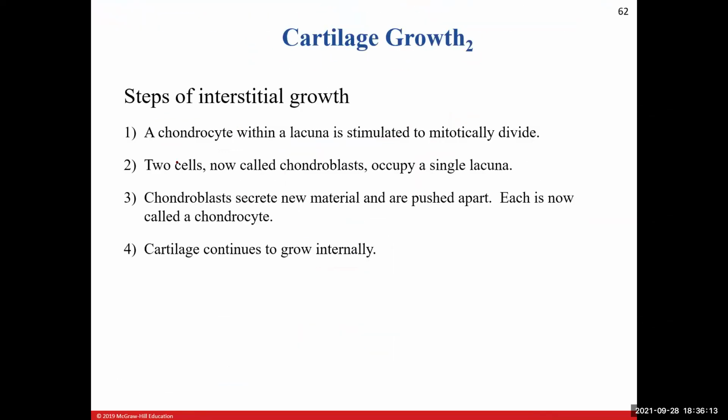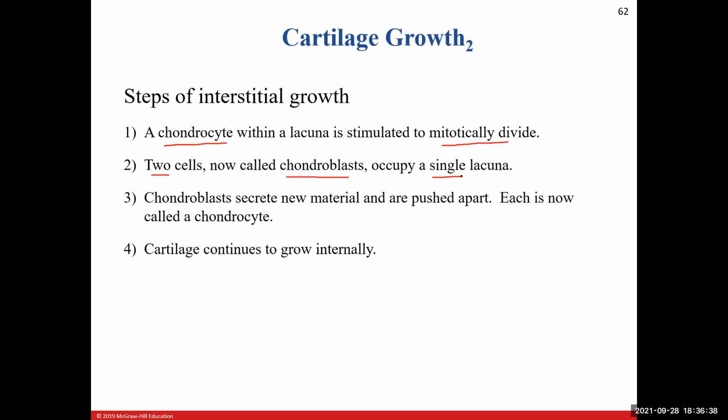Okay, so let me go back to this. We'll do it step by step. So we start off with the chondrocyte, and it decides to divide. That's step one. When it does divide, now we have two cells. Both are chondroblasts. Unfortunately, they live in the same studio apartment. That ain't going to work. So what they will both do is they're going to make their own studio apartment.